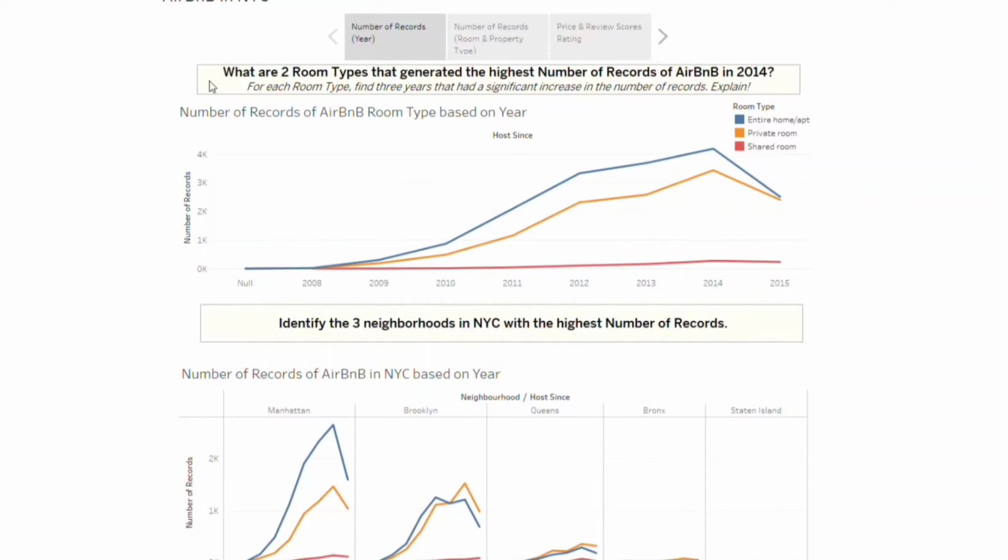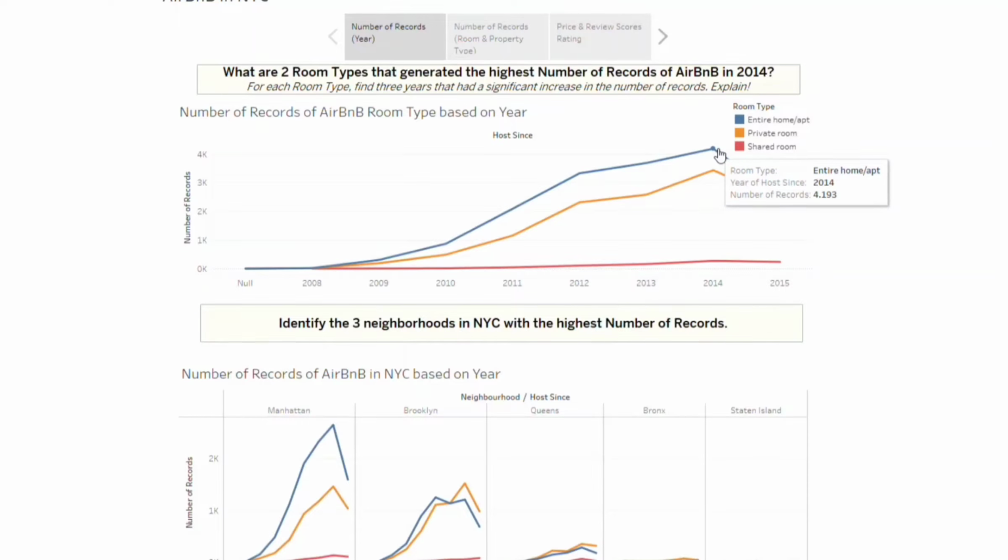Question 1. What are 2 room types that generated the highest number of records of Airbnb in 2014? With the following question as below. For each room type, find 3 years that had a significant increase in the number of records. Explain. From the data of 2008 until 2015, the room types that have significant number of records are the entire room or apartment and private room. The highest number of records in 2014 is clearly we can see.